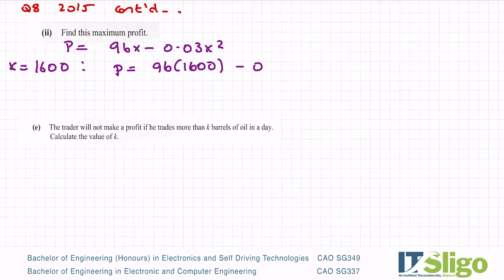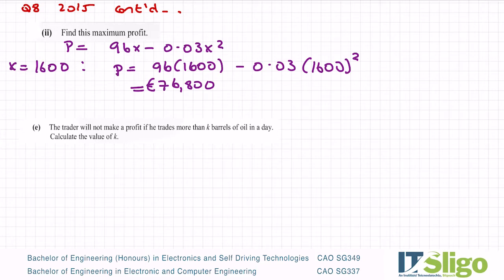So this is exactly what we did when we were filling in the table at the start. And it's equal to 96 times 1600, close my bracket, minus 0.03, open my bracket, 1600 squared. So I'm getting 76,800 euros for that maximum profit. Okay. Important that you know what max min is with respect to calculus.